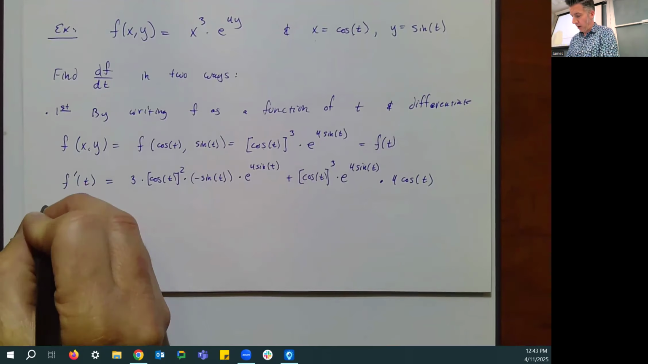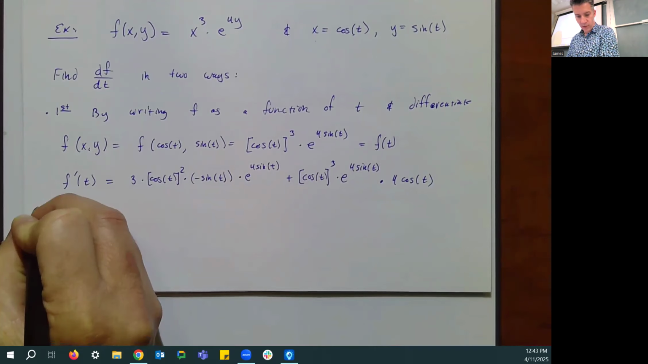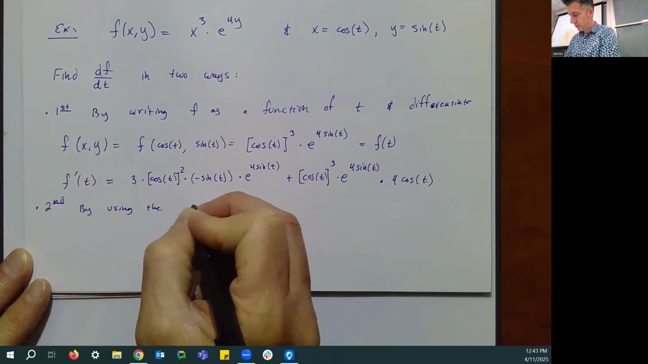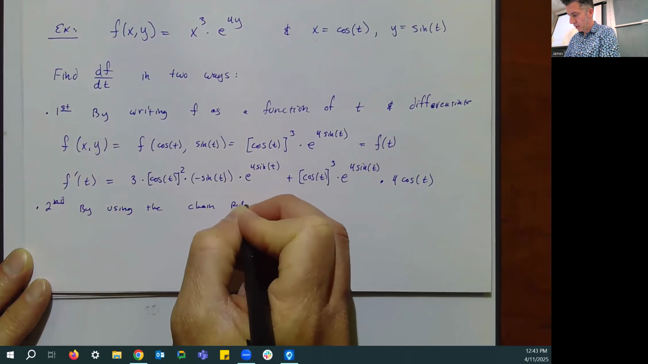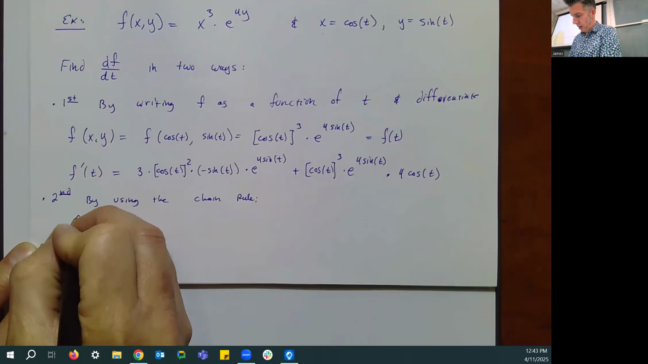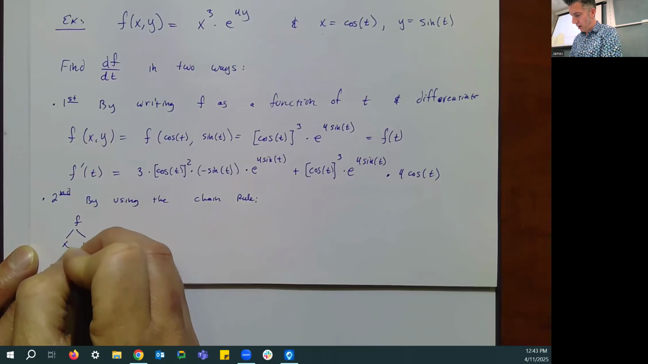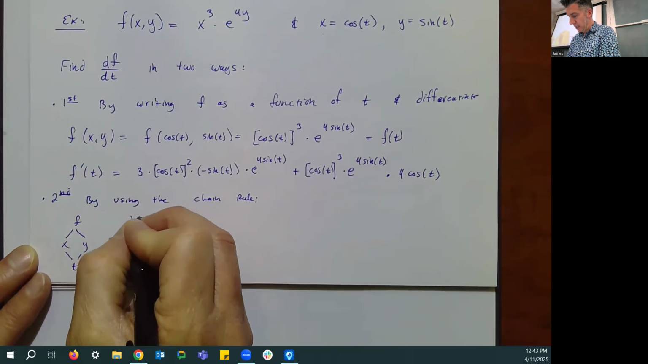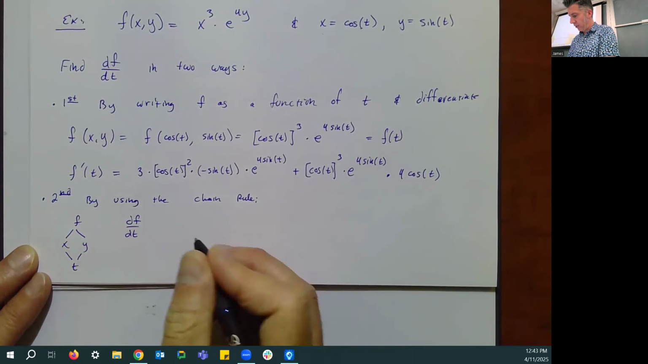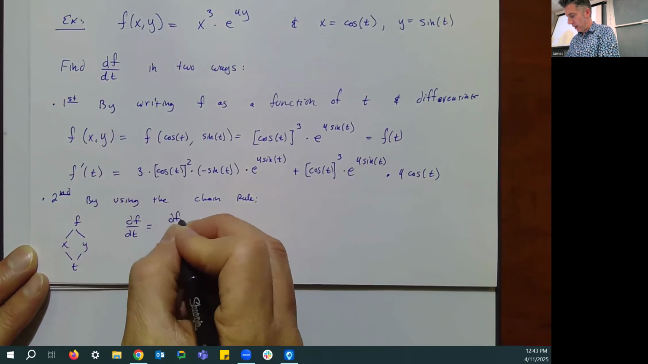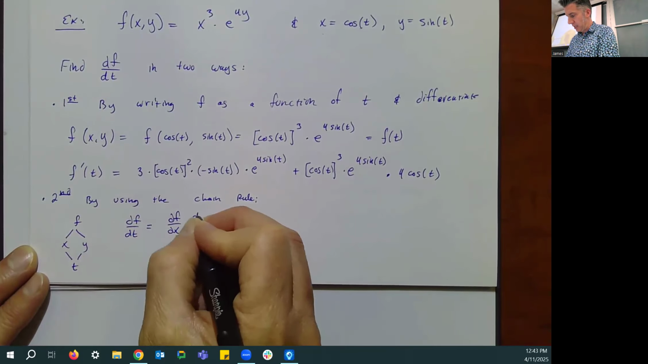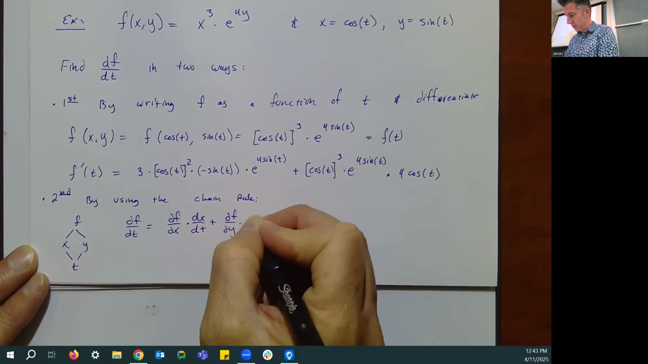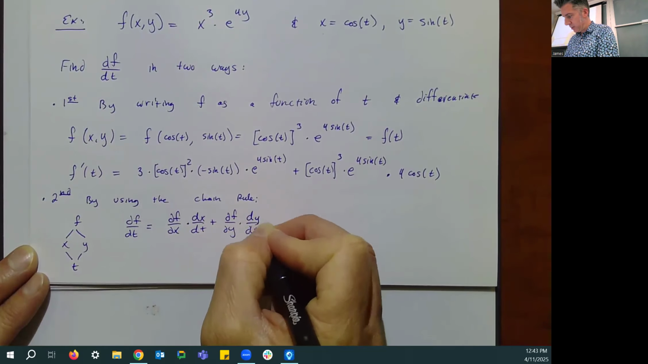So now let's do it the other way by using the chain rule. I'm going to draw my little map. F depends on x and y. X and y both depend on t. So my df dt, or f prime of t if you prefer, is going to equal del f del x times dx dt plus del f del y times dy dt. Okay, let's write it out.